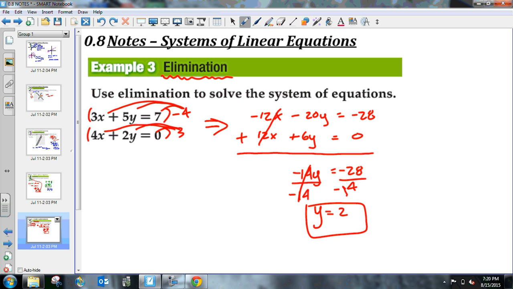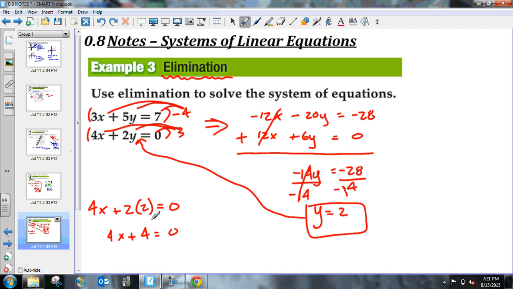All right, so now I'm going to take this and substitute it back in. I'm going to use my bottom equation because my numbers are smaller. I'm going to plug this value in for y, and I'm going to solve for x. So I get 4x plus 2 times y. Well, y is equal to 2, so I'm going to plug in 2 here and set that equal to 0. So then I get 4x plus 4 is equal to 0.